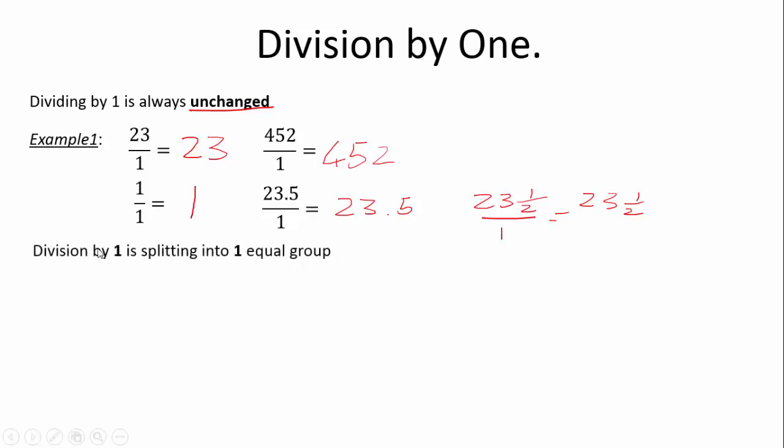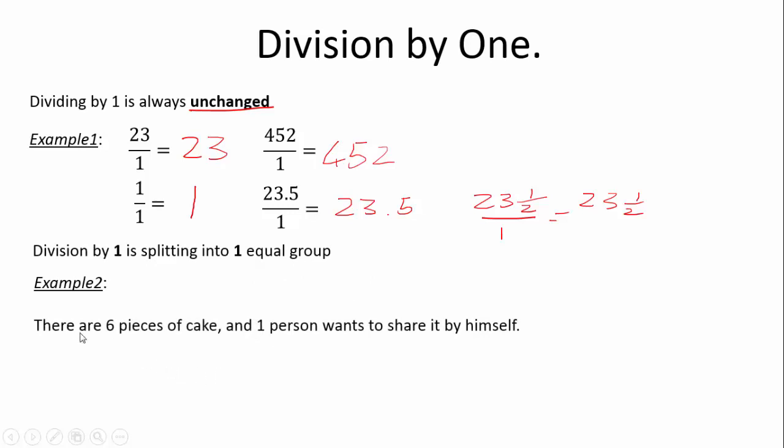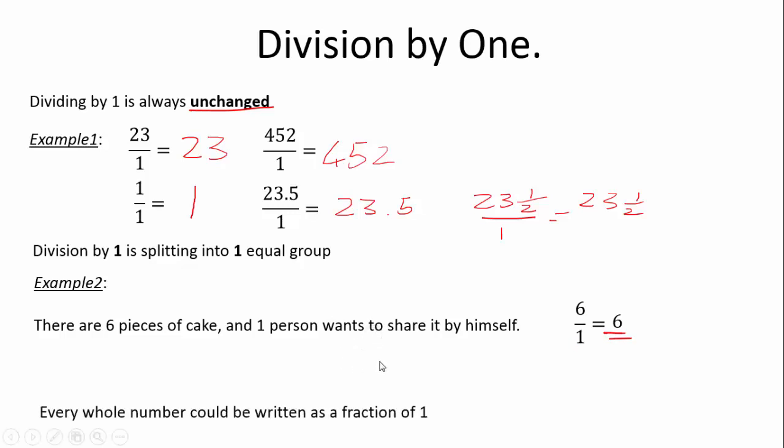Okay, so division by 1 is splitting into one equal group. So let's look at an example. There are 6 pieces of cake, and one person wants to share it with himself. So 6 divided by 1 is 6. It's unchanged. He gets all the pieces of cake. Every whole number could be written as a fraction of 1. For example, 4 over 1 equals 4, which equals 4 over 1. It is exactly the same.